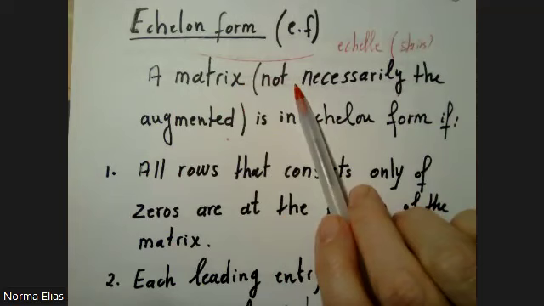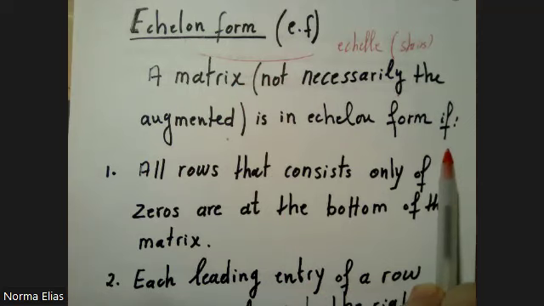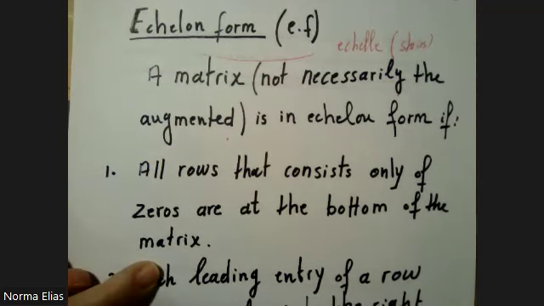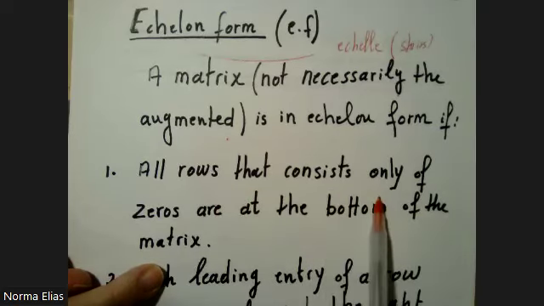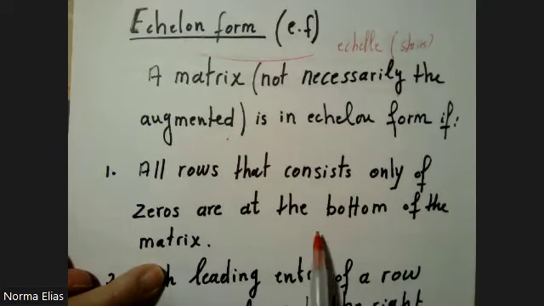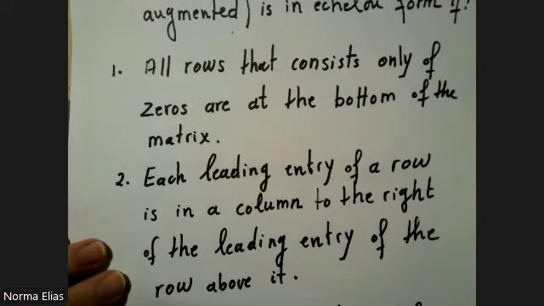We say that the matrix is in echelon form if the following conditions are satisfied. The first condition: all the rows that consist only of zeros are at the bottom of the matrix. It means if we have rows of zeros, they have to be at the bottom. Okay, condition two. Please, if I'm going fast and you cannot write, feel comfortable to tell me.